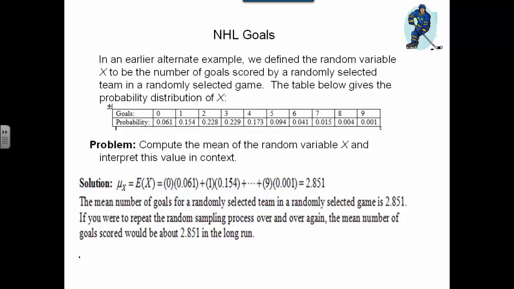In the National Hockey League example earlier, we defined the random variable x to be the number of goals scored by a randomly selected team in a randomly selected game. Compute the mean of the random variable x and interpret this in context. So we take each of the goals times the probabilities and add them together. So the mean number of goals was 2.851. So if we were to repeat the random selecting process over and over again, the mean number of goals is 2.851 in the long run.